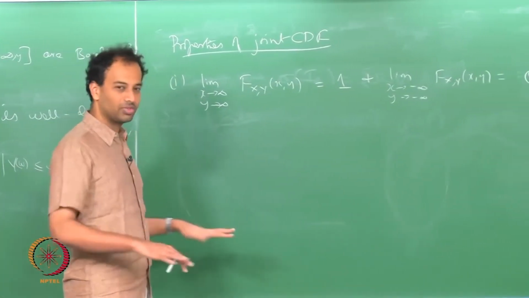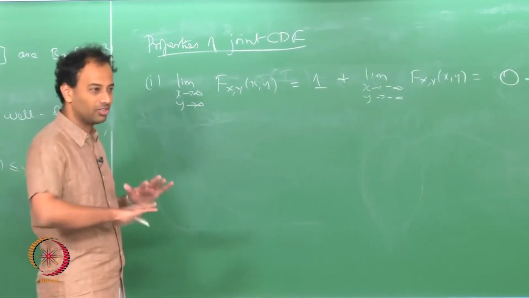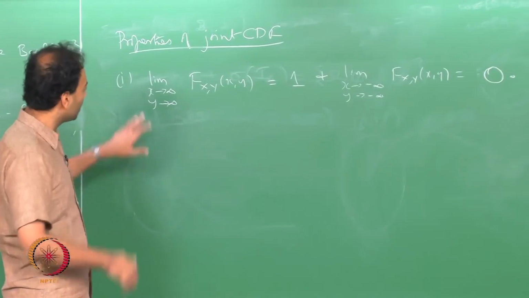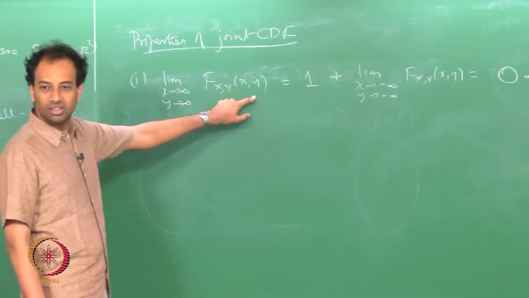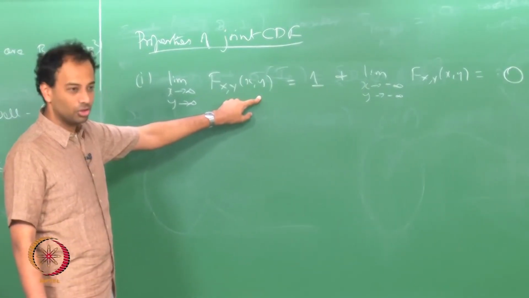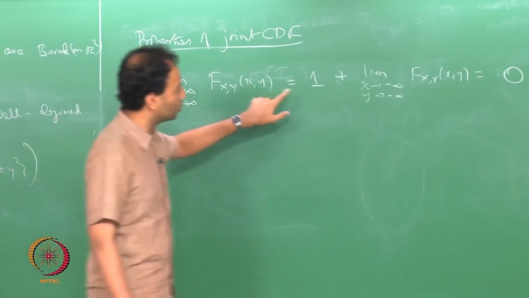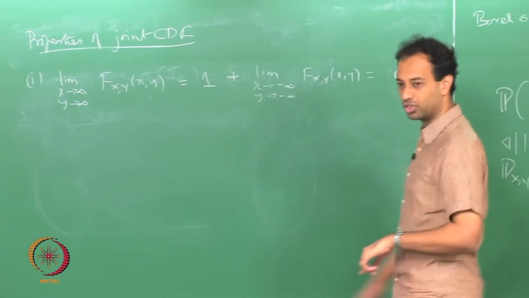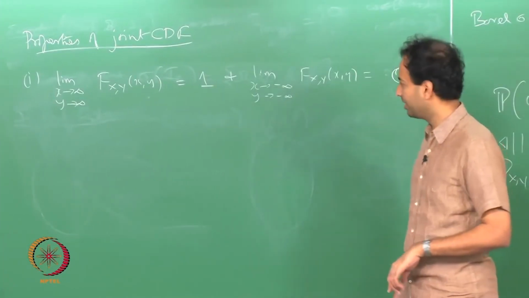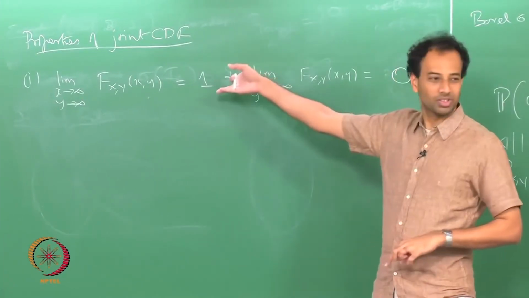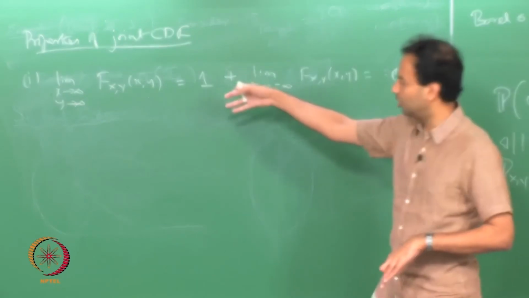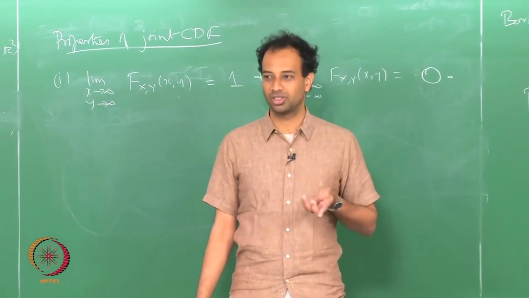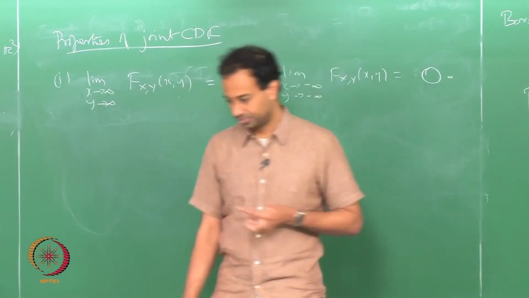this is a function of two variables, right. So, you should look at the plot in 3D. When x and y both go to infinity, the joint CDF goes to 1, and when x and y both go to minus infinity, the joint CDF goes to 0, okay. You will prove this the same way, using continuity of probabilities, just like we showed it in the one dimensional case.